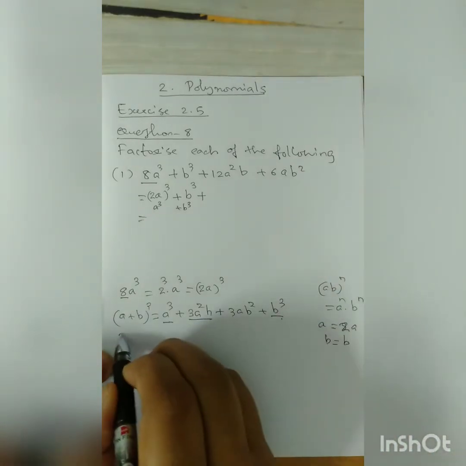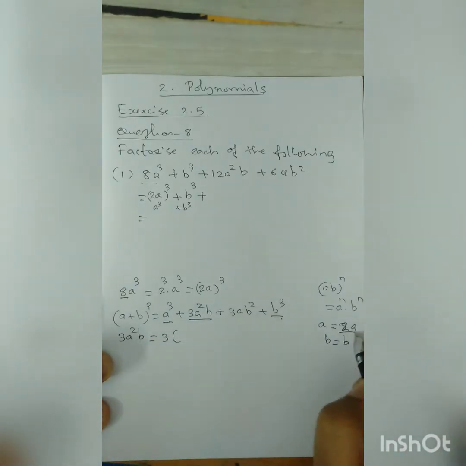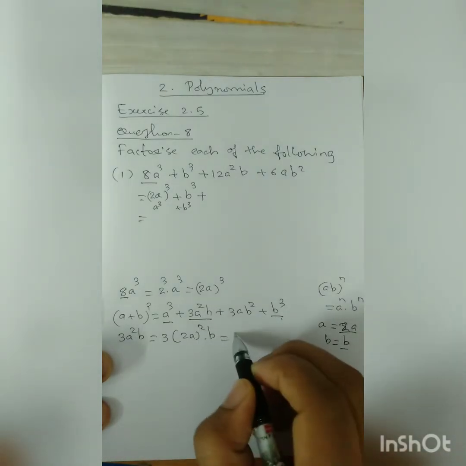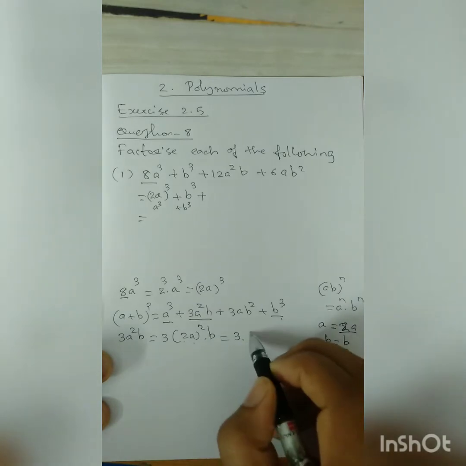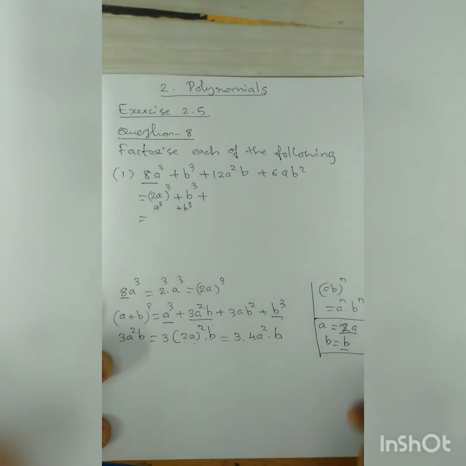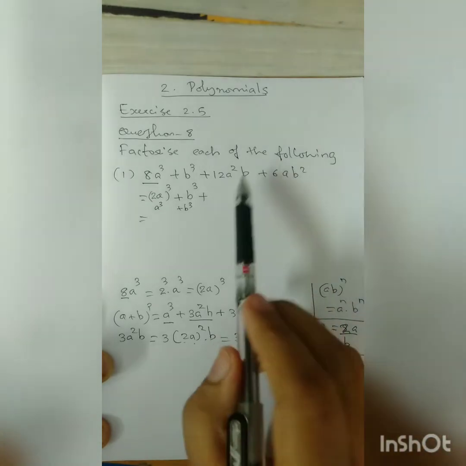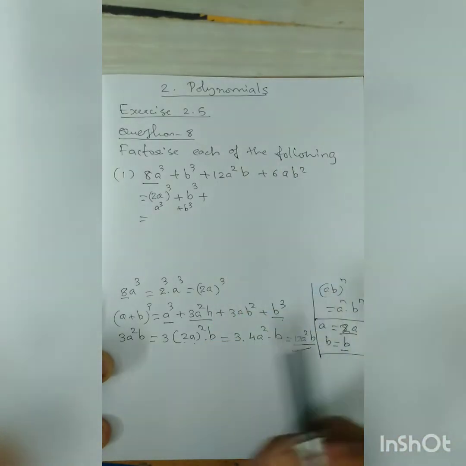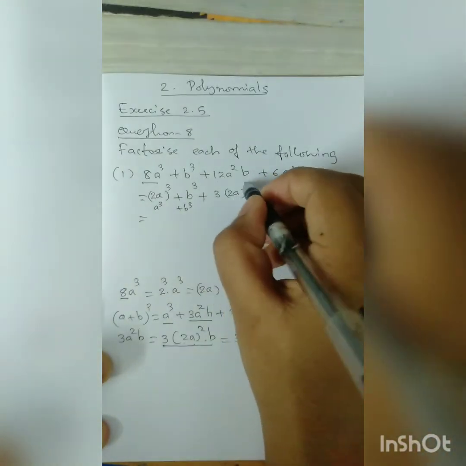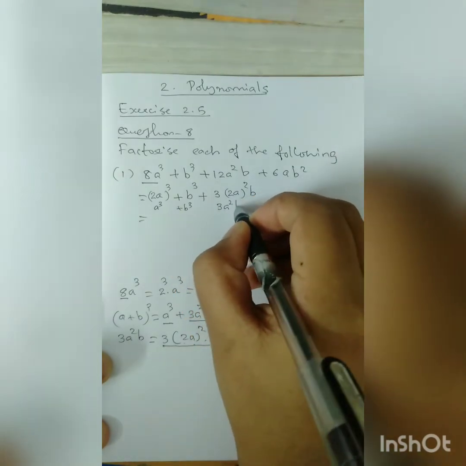Then the next term is 3a square b, which is equal to 3 into, here a is equal to 2a, square, into b, which is equal to 3 into (2a) the whole square, which is 4a square, into b, which is equal to 12a square b. So the term 12a square b can be written as 3 into (2a) square into b. So this is in the form of 3a square b.